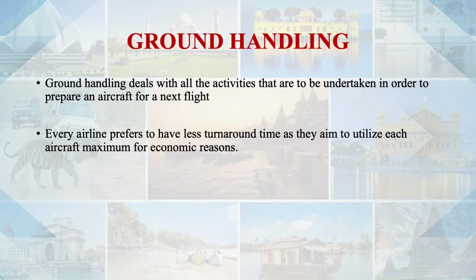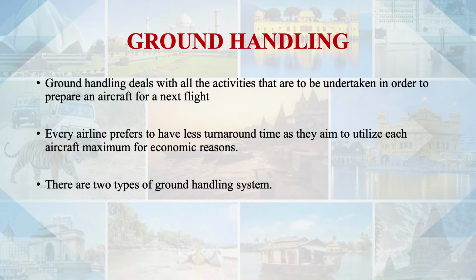Every airline prefers to have less turnaround time as they aim to utilize each aircraft to the maximum for economic reasons. If a flight is getting ready for the next flight in half an hour, the airline will be happier because they can utilize this flight for the next sector. This would have been planned in advance because the schedule would have been prepared much in advance. But still, delays can be avoided. It can be ready for the next flight. It can reach the destination early as well. So ground handling is very important. They have to make everything ready, and it has to be done in a very perfect and efficient manner.